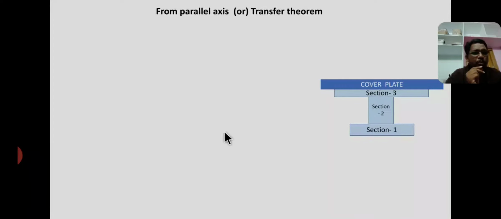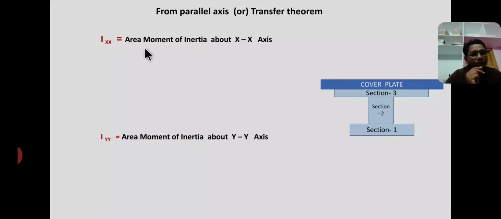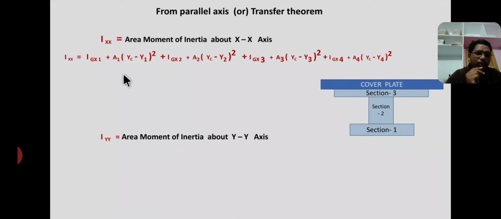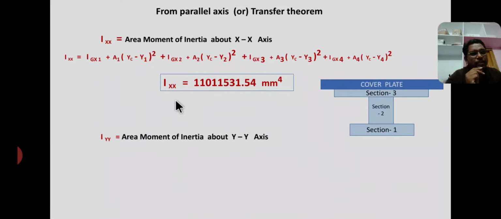Now from the general formulas, from the parallel axis theorem or transfer theorem, Ixx equals area moment of inertia about the x-x axis and Iyy equals area moment of inertia about the y-y axis. From the formula, Ixx equals Igx plus area into (Yc minus Y1) whole square. This is for the bottom flange, this is for the web, this is for the top flange, and this is for the top cover plate. Substitute the values and we will get the answer. The final answer is Ixx equals 110 11531.54 mm power 4. This is the area moment of inertia about the x-x axis.